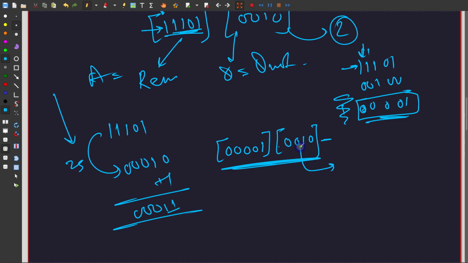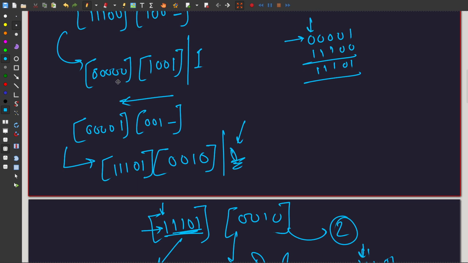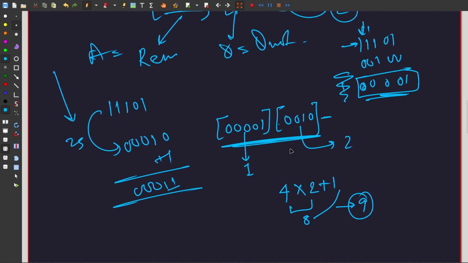Now let me do the points again. So the quotient is still 2, nothing changed. The remainder now is a 1. Now what was our divisor? Divisor was a 4. So 4 into 2 plus 1, what is it? 4 2s are 8. 8 plus 1 is a 9. And guess what? The question was 9 by 4 equals what? So we have perfectly found out the answer, where 2 is the quotient and 1 is the remainder.